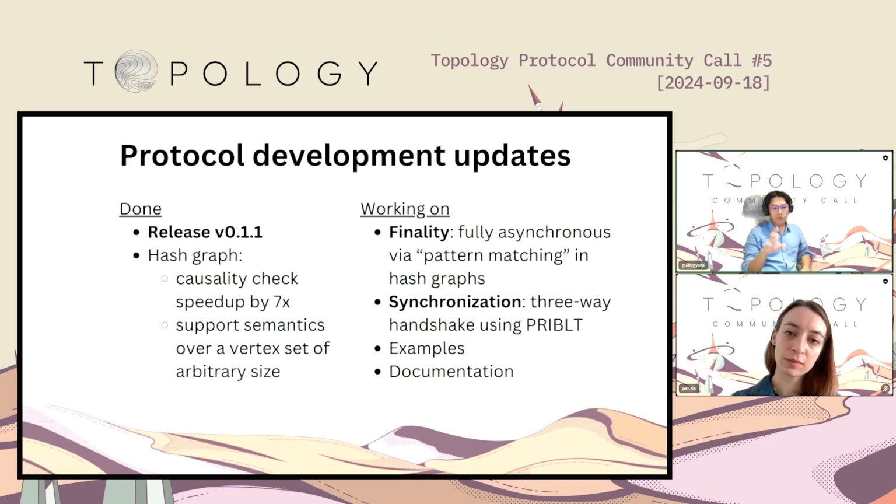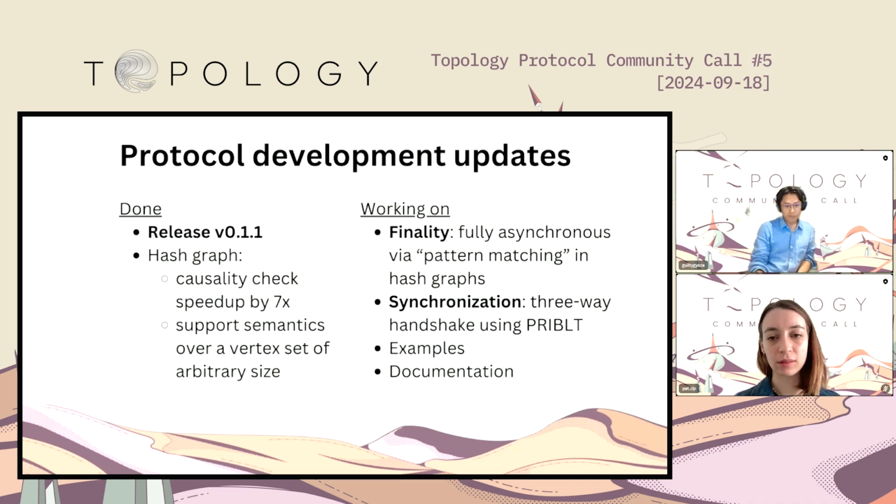But we want to implement that using the magical algorithm for set reconciliation, that is the PRIBLT. And we talked about this in the last community call. We're mentioning this again in this call. This implementation now is something we're working on, but with a little bit low priority, because finality is a really hairy problem, and we want to nail it, get it right.